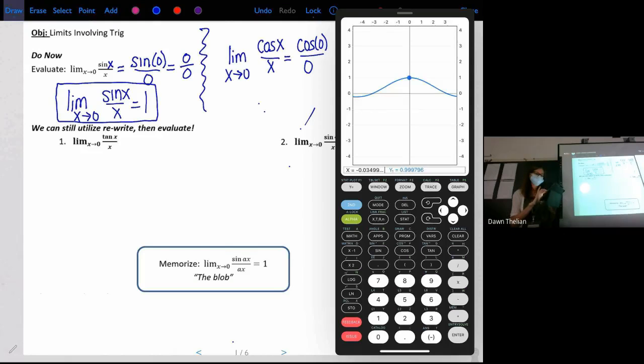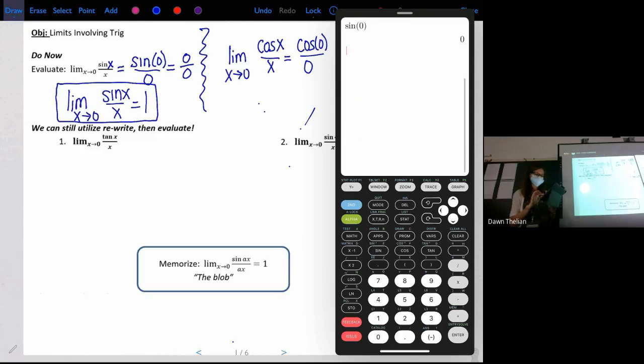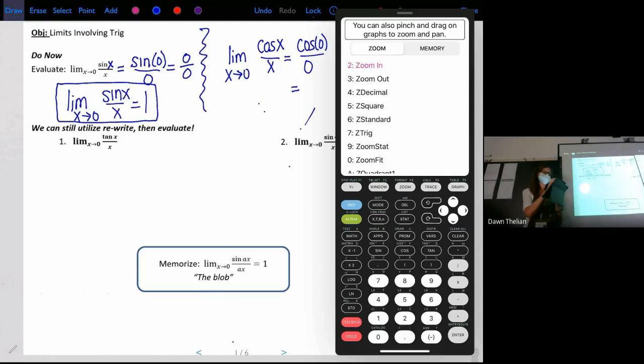But let me get back to just a regular screen here. Cosine of 0, that's 1. That's not 0 over 0. So when we're looking at cosine, it's not what we would call an indeterminate form. It's just that this does not exist. It goes to either positive or negative infinity.